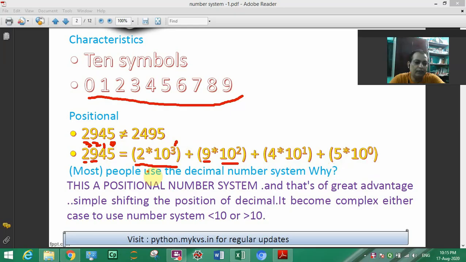Now if you compute this, 2 into 1000 is 2000, plus 9 into 100 is 900, plus 4 into 10 is 40, plus 5 into 1. 10 to the power 0 becomes 1. So 5 into 1 equals 5. If we add these, you will get 2945.